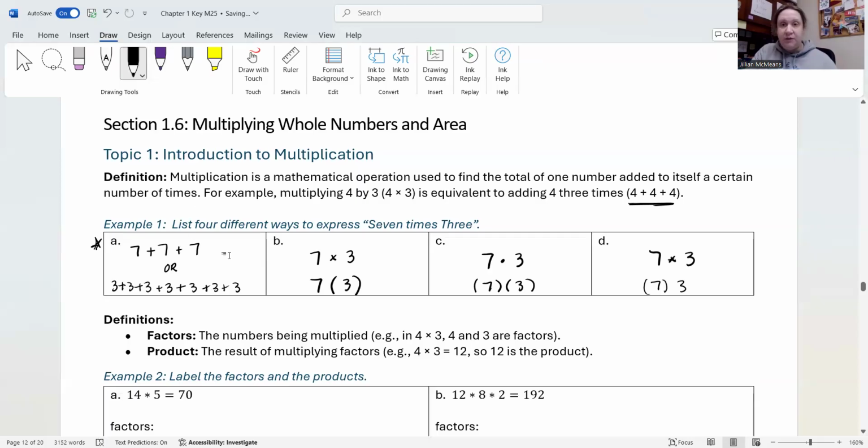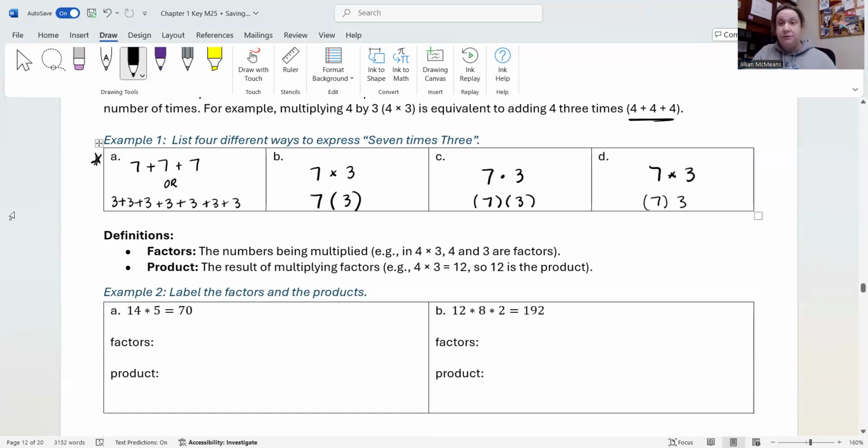Now we've got 2 more definitions that we need to look at, and those are the different parts of a multiplication problem. So the first definition we have is factors. These are the numbers that are being multiplied. So in that first example that we had kind of written out, we were talking about 4 times 3. The numbers 4 and 3 would be considered the factors. In example 1, we were talking about 7 times 3.